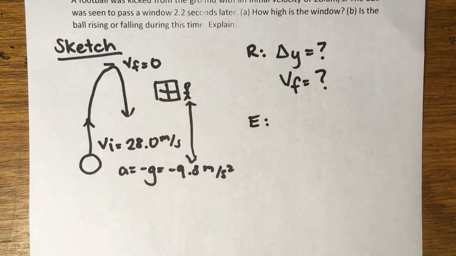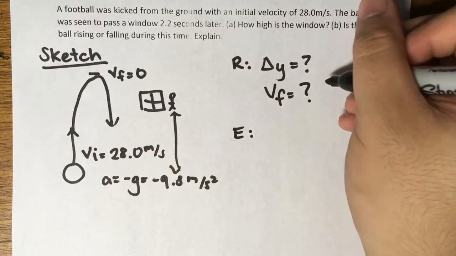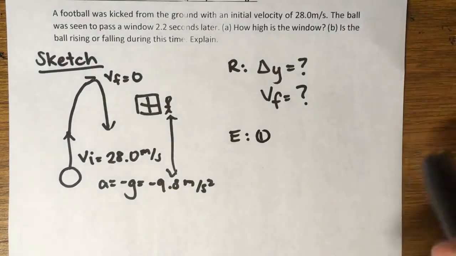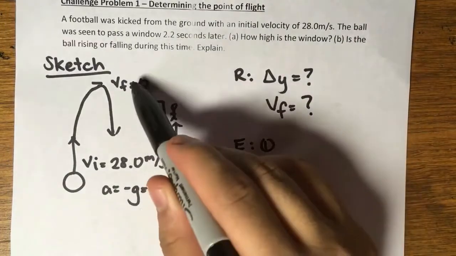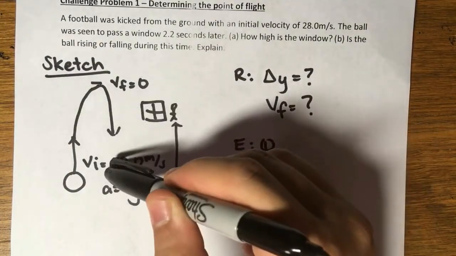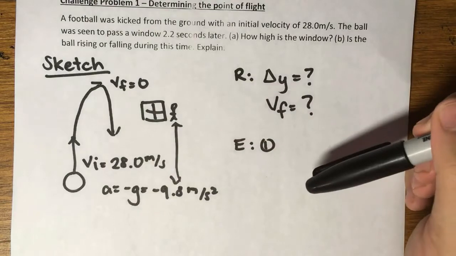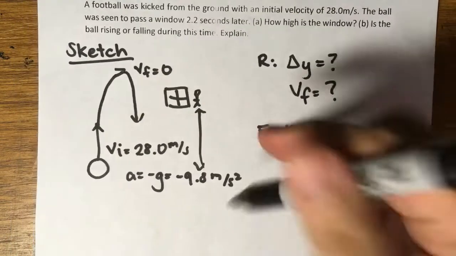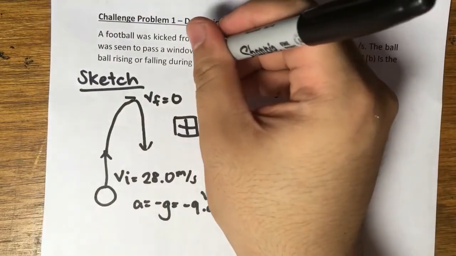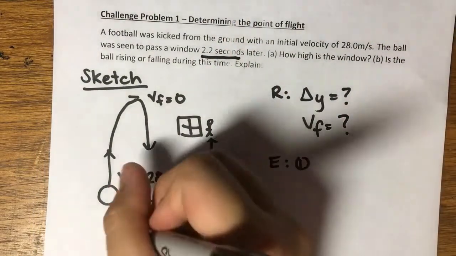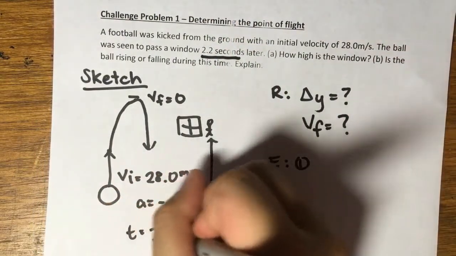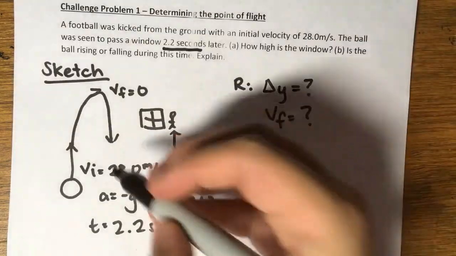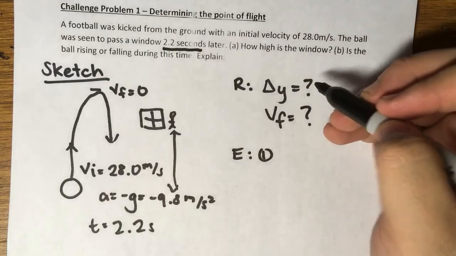And what equation can we then use for this problem? Well, we are going to look for two things, so we're going to need two equations. For the first one, we know that we have vf, vi, a, and we also know time. Sorry, I forgot the 2.2 seconds. I should always write that down. Anyway, so we have VI, A, T, VF, and delta Y.